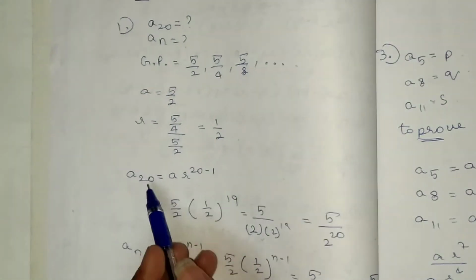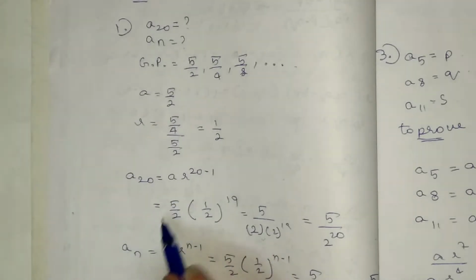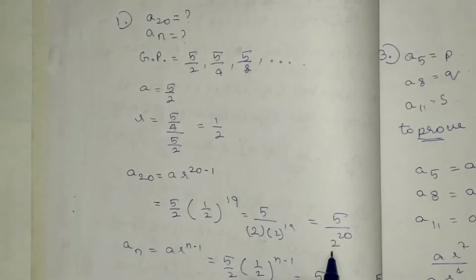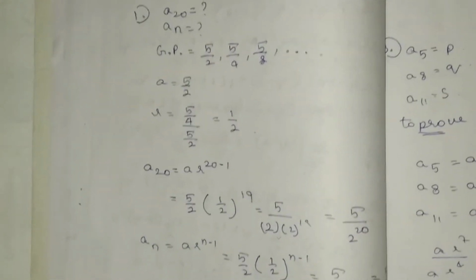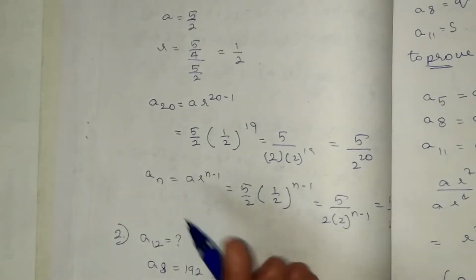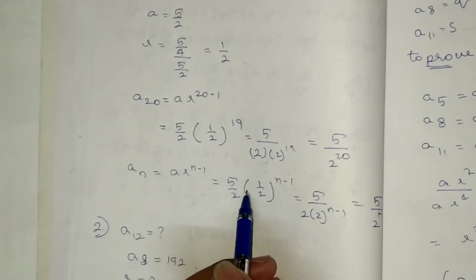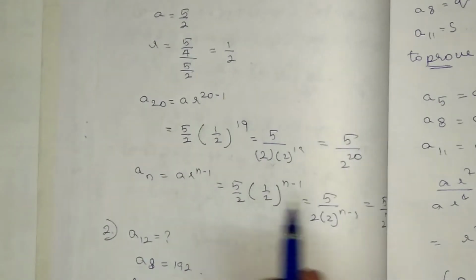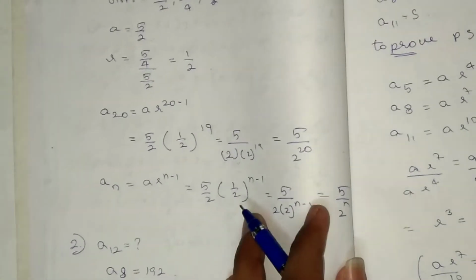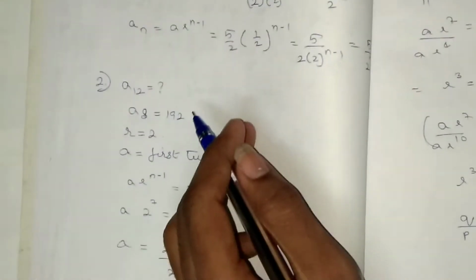Now if you substitute that in the formula a r to the power n minus 1, you get something like this, and after you solve, you get the answer as 5 divided by 2 to the power 20. In the second part they have asked us to find an, so when you substitute in the formula again, it is 5 divided by 2 into 1 by 2 raised to the power n minus 1. If you solve, you get 5 divided by 2 to the power n.